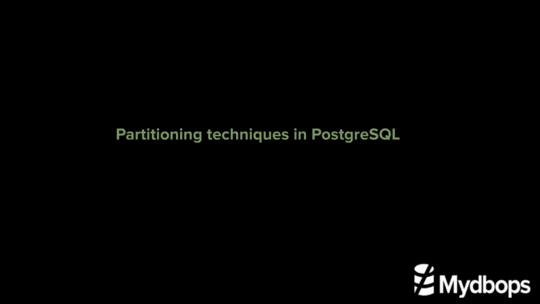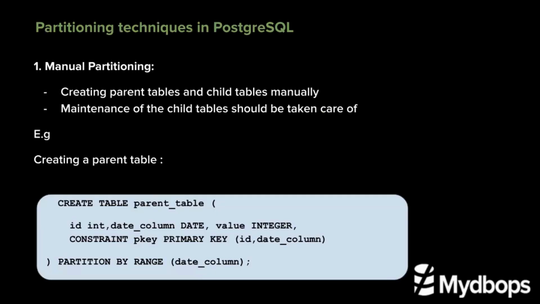So let's see what the techniques of PostgreSQL partitioning are. Primarily, we have two types of partitioning techniques. One is the manual one, where we create the parent table and the child tables manually using SQL commands. In the scenario of manual partition creation, everything from the creation of the tables to the dropping and archiving needs to be taken care of manually.